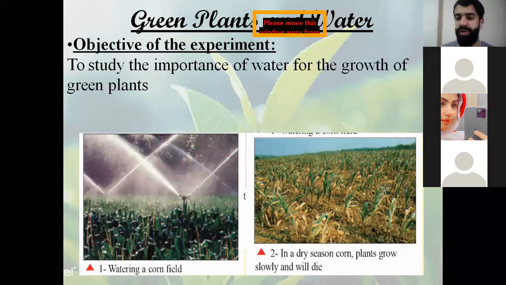Let's start with the experiments step by step. First, we have the first experiment. The objective of this experiment is to study the importance of water for the growth of green plants. So in this experiment, the aim or the purpose is to study the growth of green plants. So let's see, who can tell me what is the posed problem?